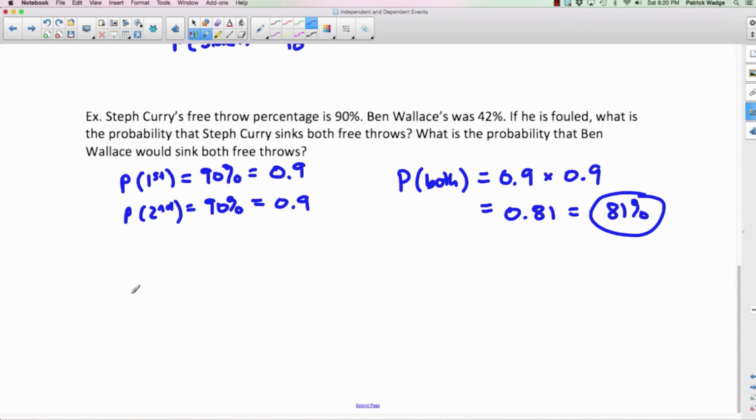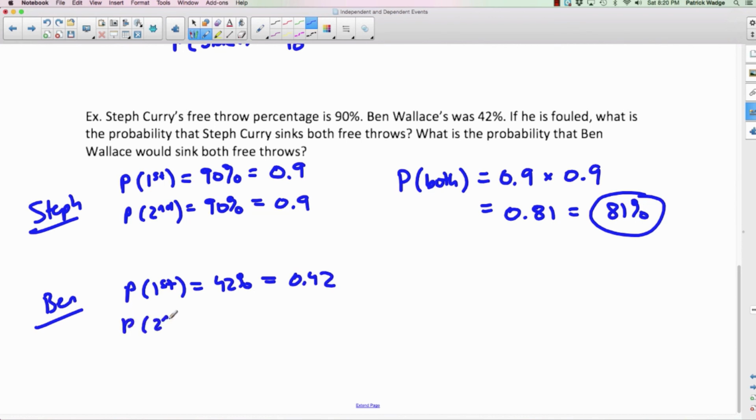Let's see for Ben Wallace. So this is Steph here, the best, or close to it, and here's Ben, the worst. 42%. So the probability of getting the first shot, 42%. Let's write it as a decimal, 0.42. Probability of the second, again, this might not be accurate. He'd probably get all in his head if he missed the first one. But let's pretend that it's independent and give him another 42% for the second one.